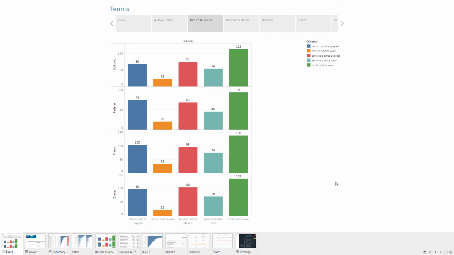Additionally, we also compare return points played, return points won, service points played, service points won, and total points won per each individual. We found that Singh has the highest win percentage, achieving 77.08%, and then Djokovic comes next, achieving 72.97%, while the other two players are both below 70%. So let's take a look at the top two players, Djokovic and Singh.